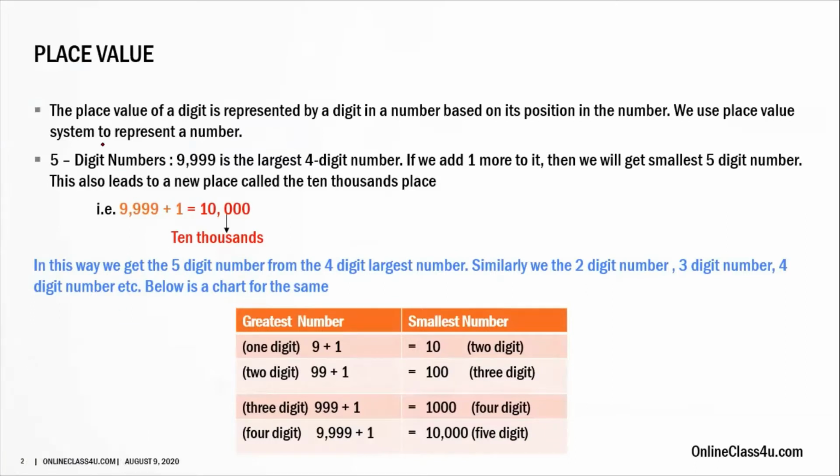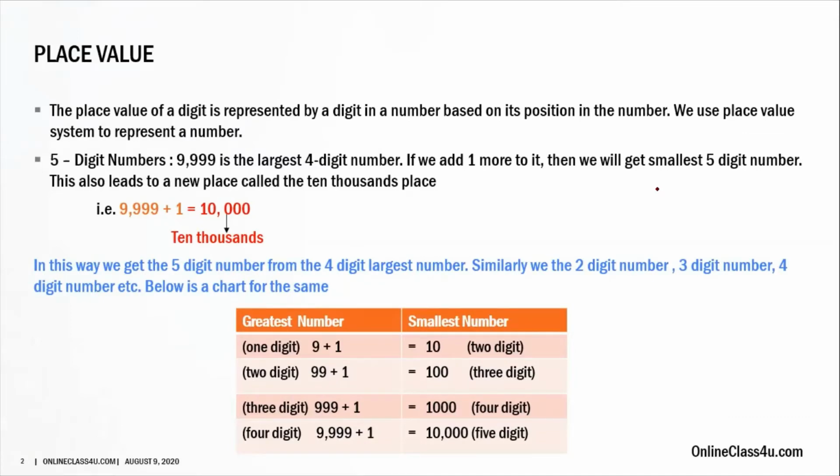Today I am going to teach you about place value. What is place value? Place value is represented by a digit in a number based on its position. So if we want to find the place value of a number from a 5-digit number, then first we have to find out the 5-digit number. Where from we will get that 5-digit number?